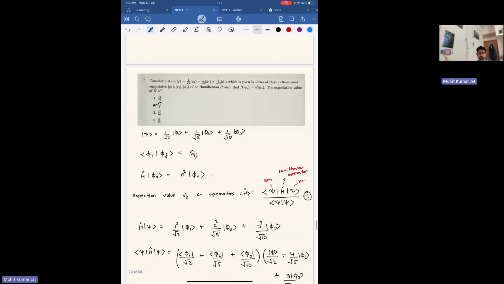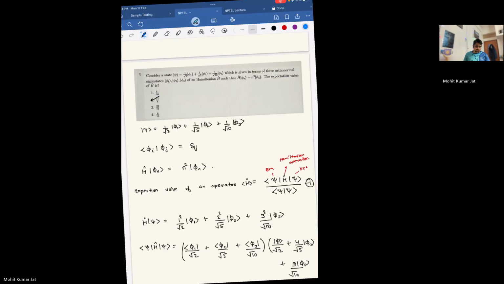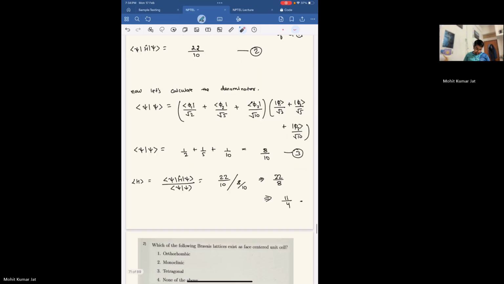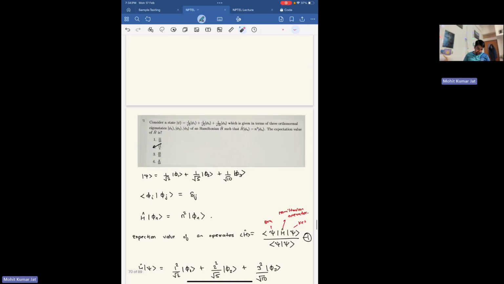We started with problem number 1, which is a linear combination of 3 different wave functions, phi i's, and we calculated the expectation value of the given Hamiltonian. This turns out to be 22 by 8, 11 by 4, and the correct answer here is option number 2.